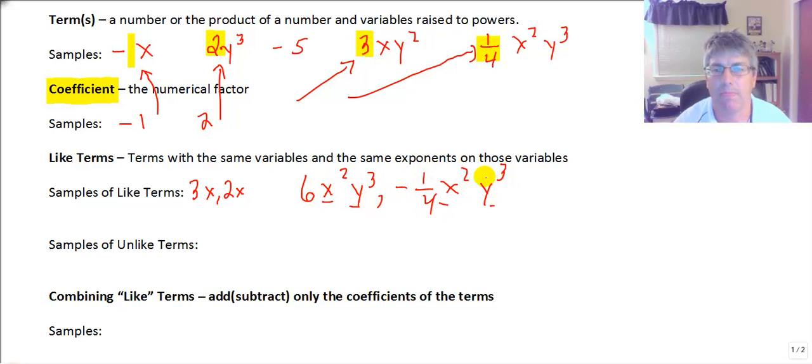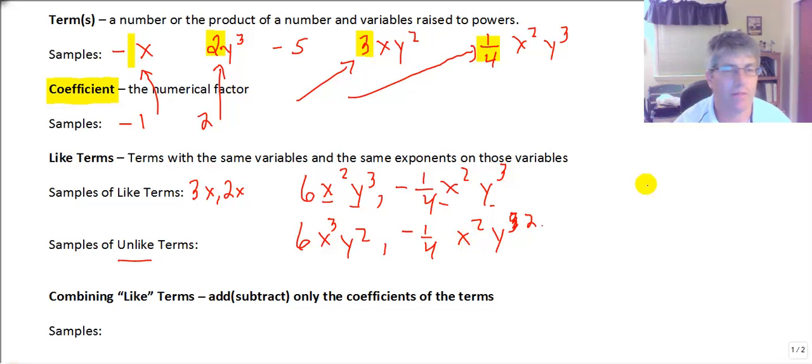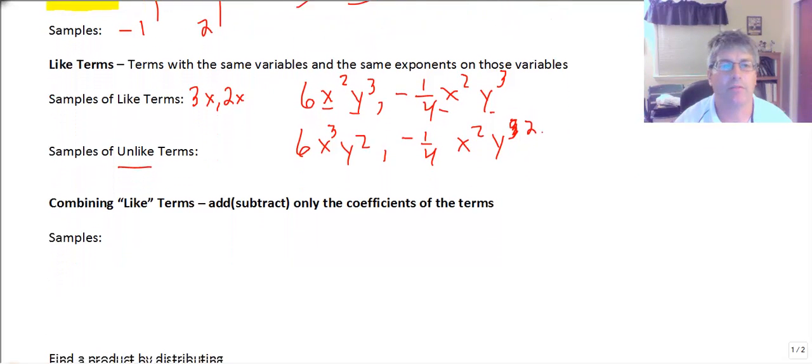Coefficients can be different. Now if we had something different in this example, like 6x cubed y squared and negative 1/4 x squared y cubed, those are unlike terms, because even though I have the same variables, I've got different exponents on those variables. So those are not like terms. Even if this was y squared, they're still not like terms because the x cubed doesn't match the x squared. So that's an example of some unlike terms.